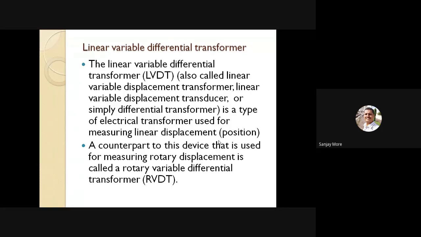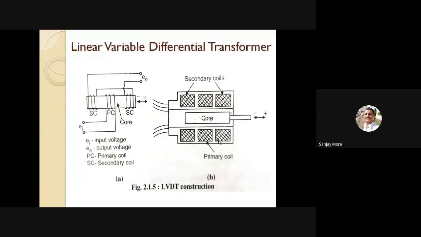It is also used to measure rotary displacement. It's called a rotary variable differential transformer. LVDT is also used to measure rotary displacement, means circular displacement. It's called RVDT, rotary variable differential transformer.